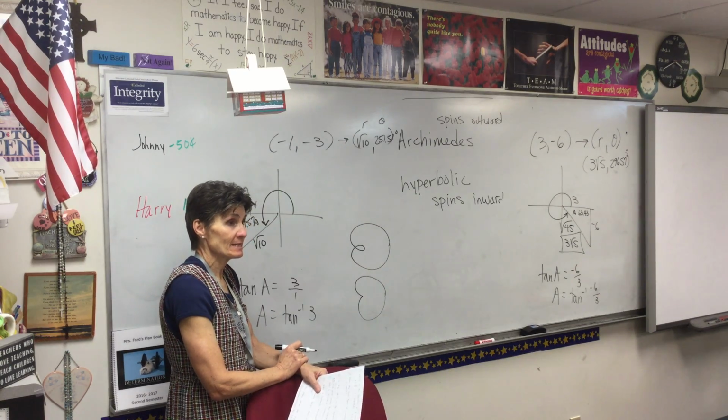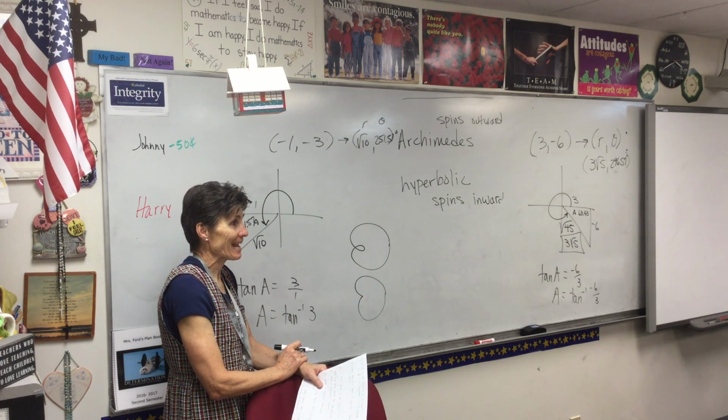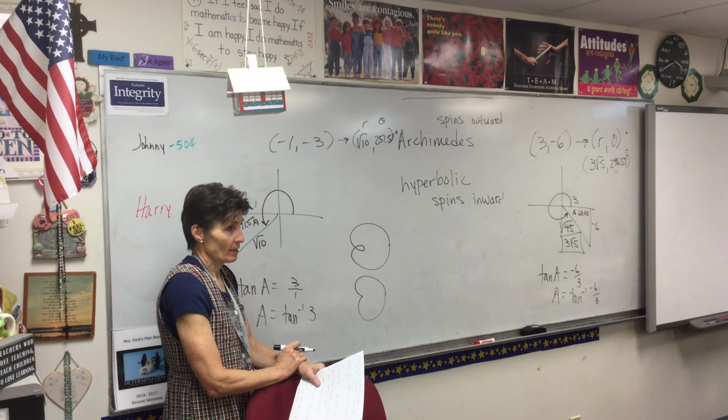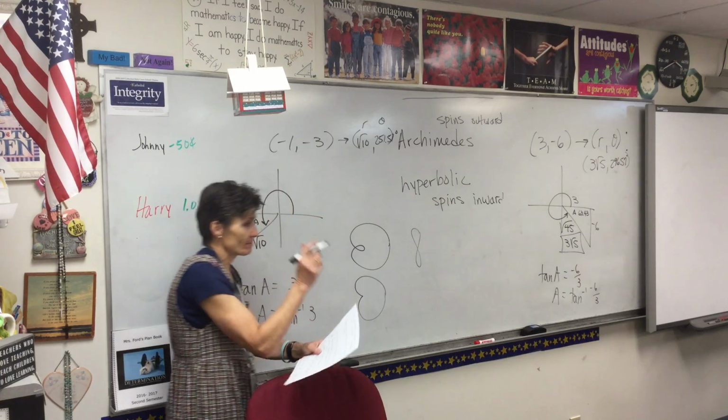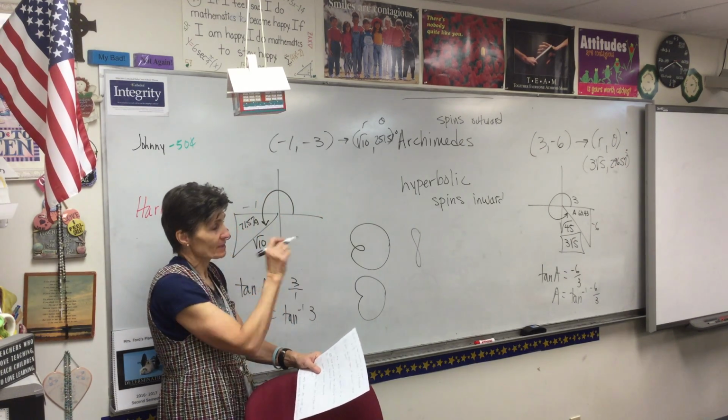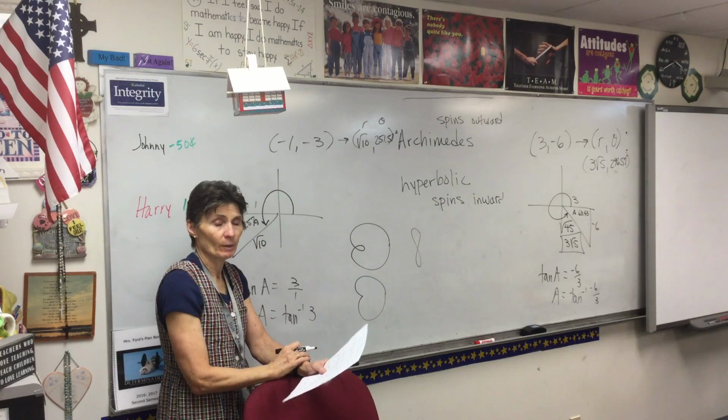Draw a freehand lemniscate. What's a lemniscate? Figure 8. So any kind of figure 8 you want to draw, upside down, straight up, sideways, diagonally, I don't care, any way you want to draw.